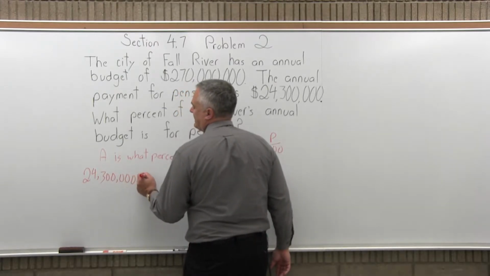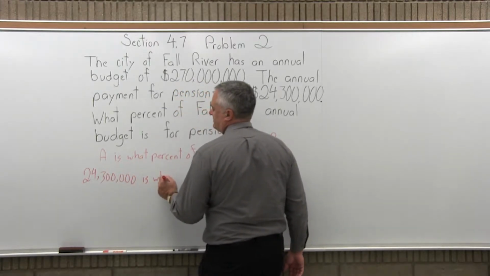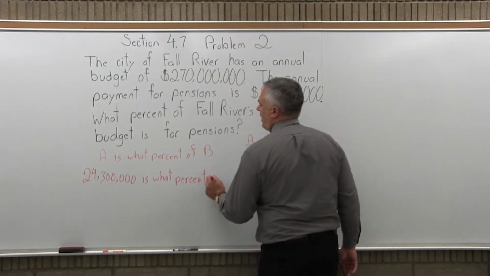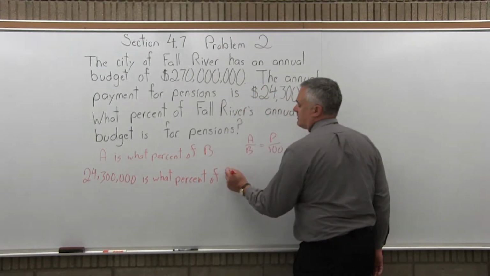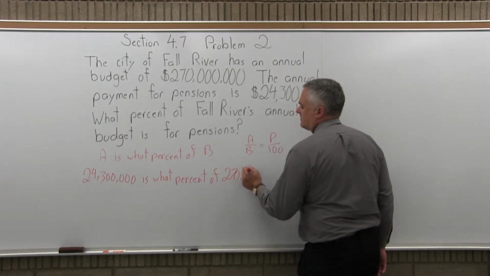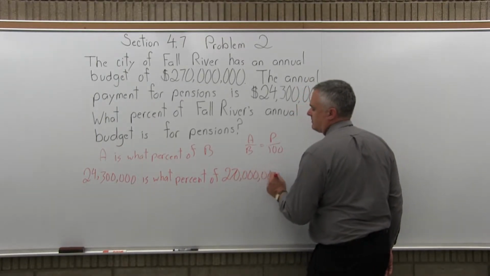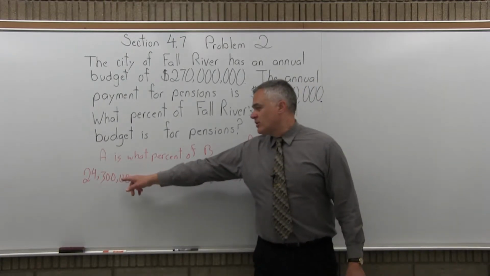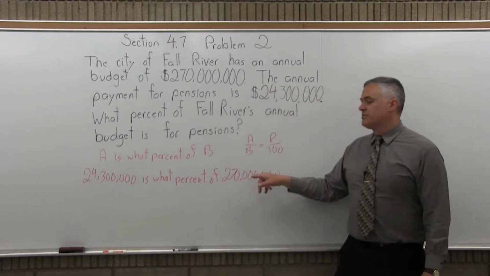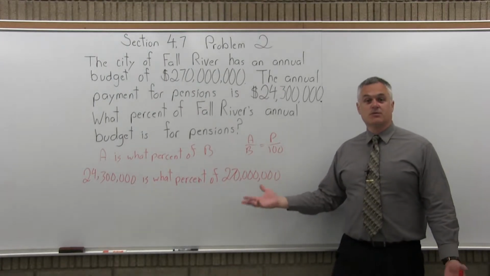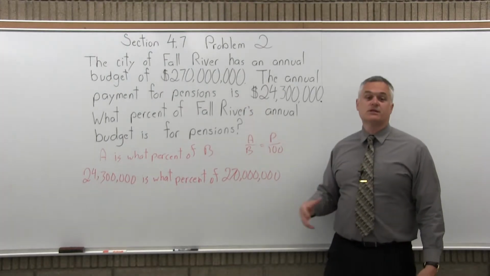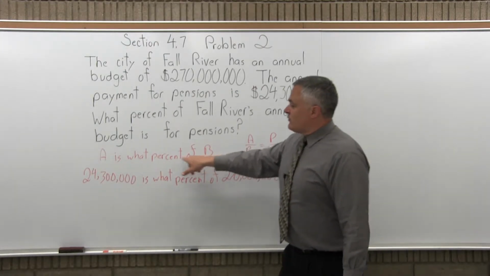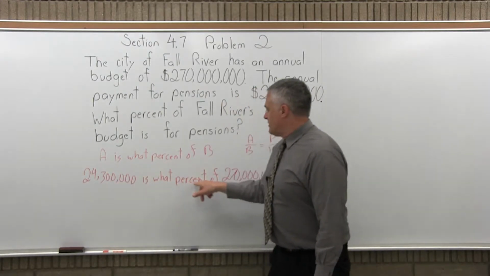So, as we rewrite this, we want to write $24,300,000 is what percent of $270 million. A lot of zeros. So that's what we want to figure out. The 24 million, a little more than 24 million, is what percent of 270 million. That'll be the percent of the Fall River operating budget that's for pensions. So that's the form. We have A is what percent of B.